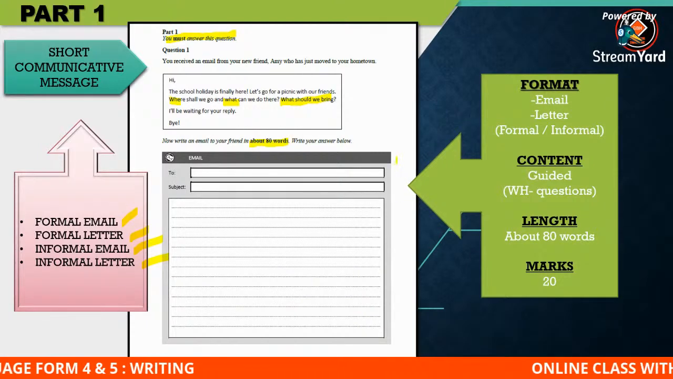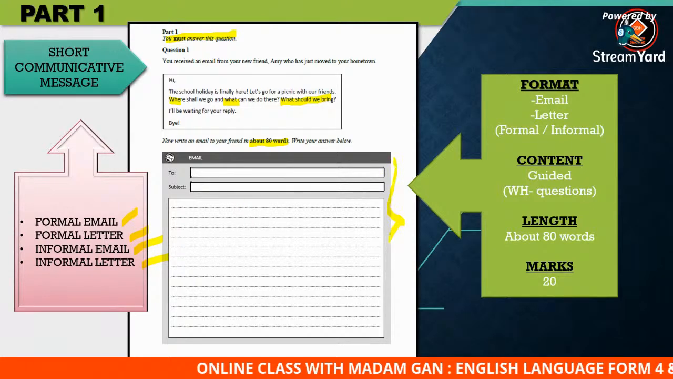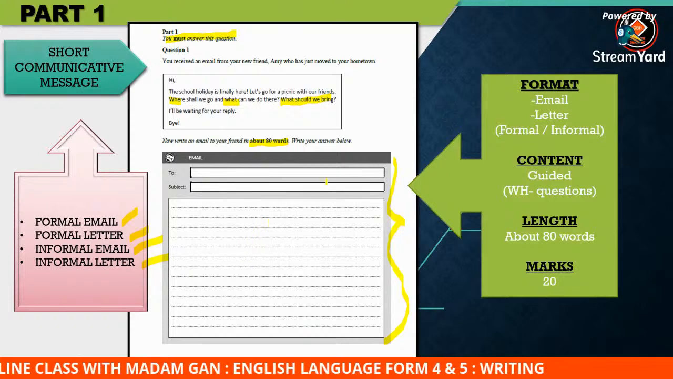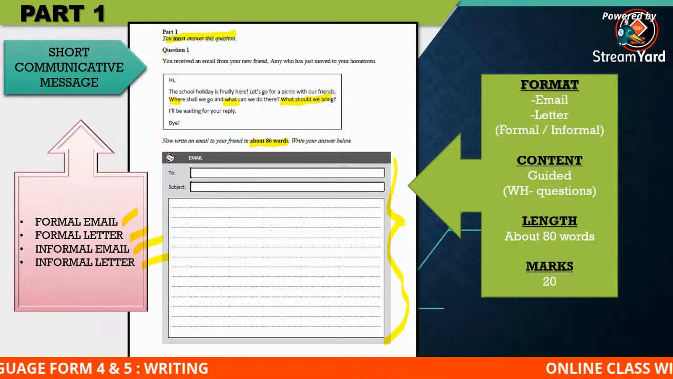Some of you ask whether you can exceed or write longer. So this is the space given to you. Okay, this is from the sample question paper. So this is the space. So definitely you have to try to write in about 80 words. Okay, so let's move on to the next one.